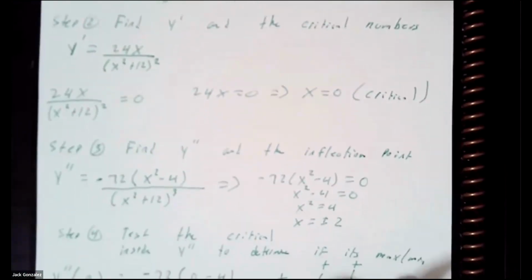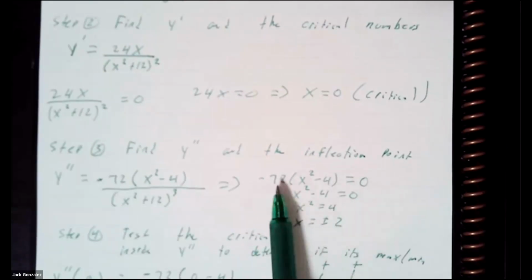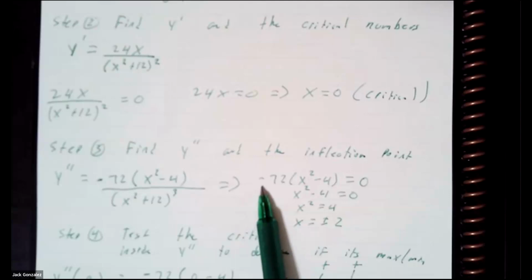All right, step 3. If you divide both sides by negative 72, 0 divided by anything is 0. So you can just basically remove it.